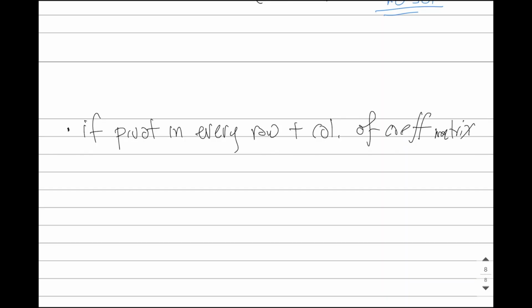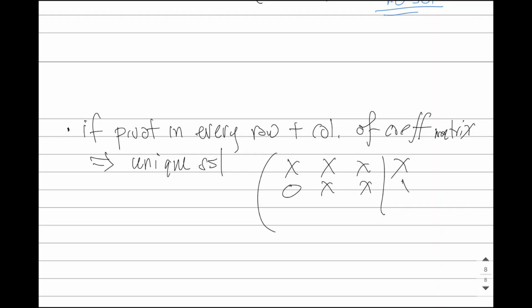So if I end up with a situation like this, then I am in business. There's a pivot in every row of my coefficient matrix. There's a pivot in every column of my coefficient matrix. I will have no free variables. I will have no contradictions. I will have a unique solution. That's all there is possible: 0, 1, or infinitely many. If you have more than one answer, you have to have infinitely many answers. There's no mechanism in a linear system for you to have exactly two solutions.